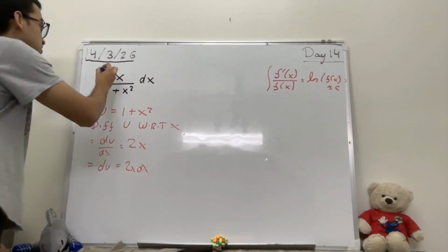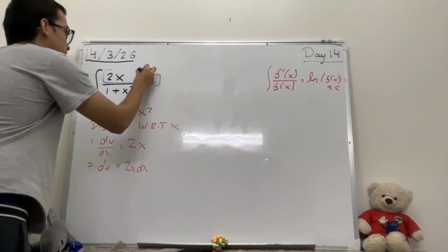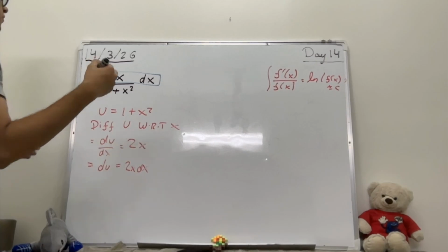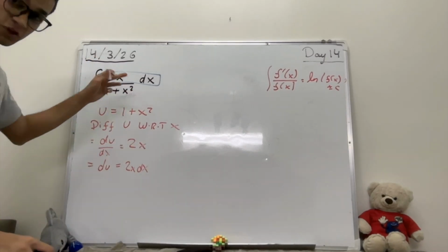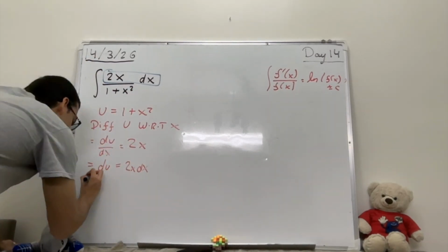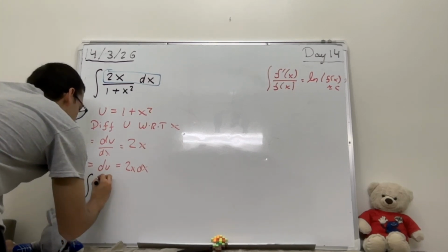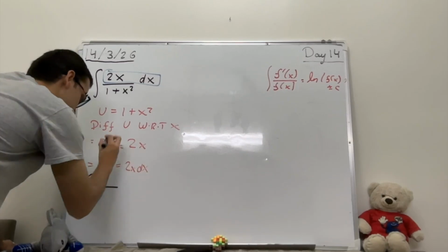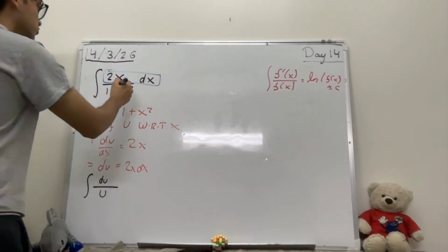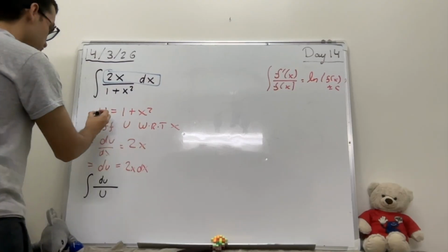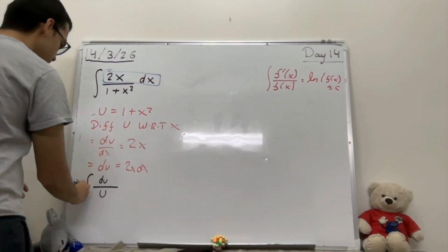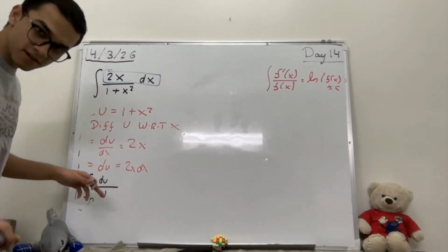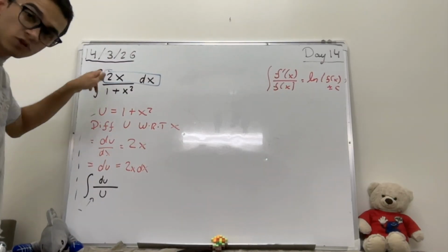Now if you look at the original integral, you can see that the numerator is 2x dx. So in a simpler way, if we were to integrate this with respect to u instead of x, we would get the integral as du by u, because 2x dx is du, and we assumed 1 plus x squared would be u. So this u comes to the denominator, and since we differentiated u with respect to x, we get du, which is the numerator.